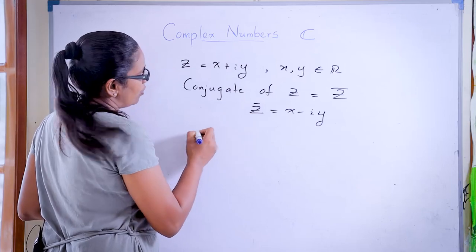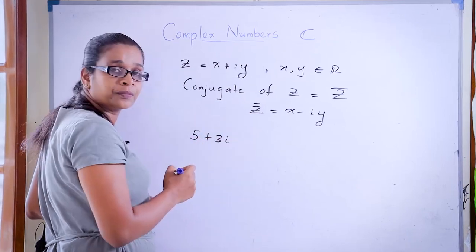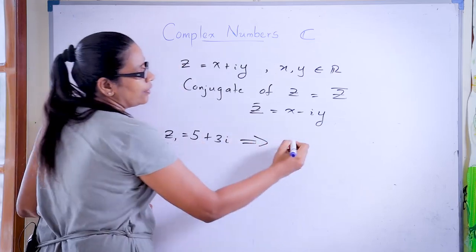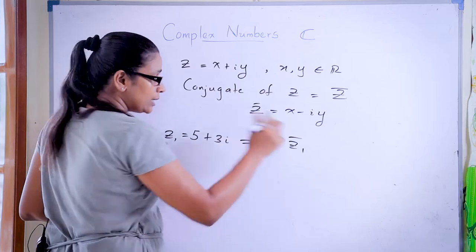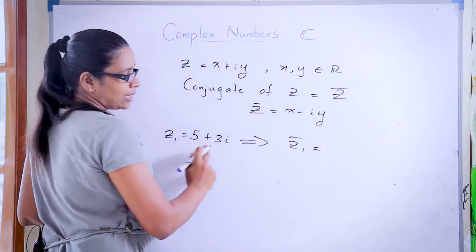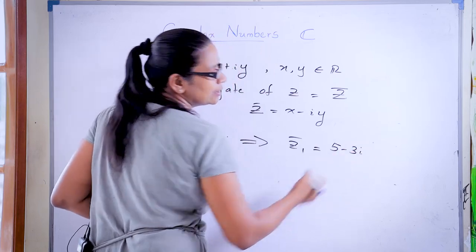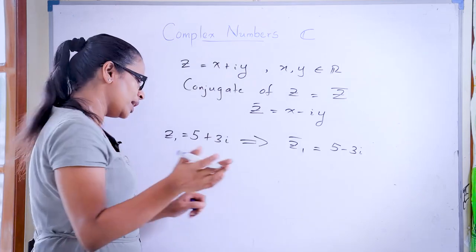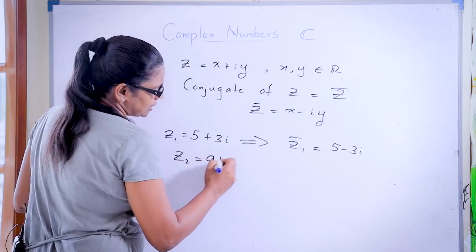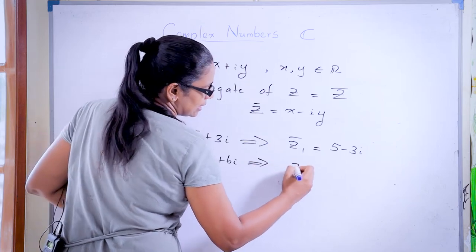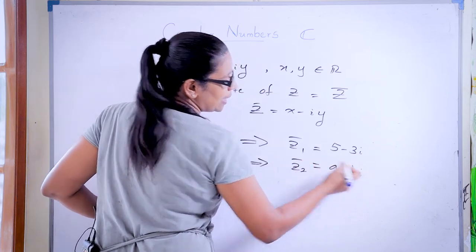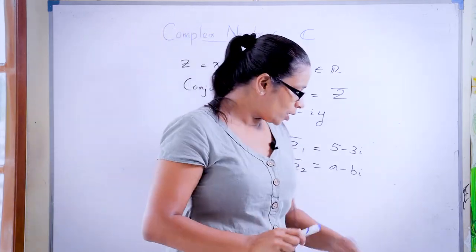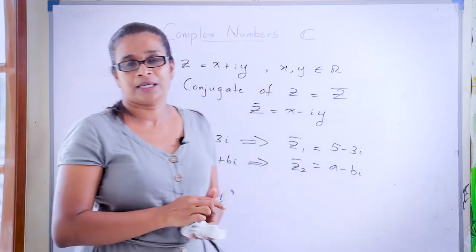So if I write 5 plus 3i as Z1, the conjugate of Z1 you can write as Z1 bar, which for 5 plus 3i is 5 minus 3i. This is the conjugate of a complex number. Like this, Z2 equal to a plus bi, you can write as Z2 bar equal to a minus bi. Okay, this is the conjugate.